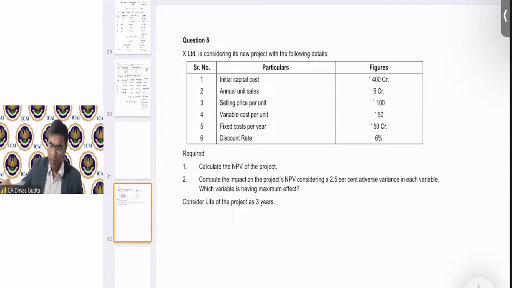X Limited is considering a new project. What are the details? Initial capital cost is 400 crores. Annual unit sales is 5 crores. So they have given us the volumes. Please, students, do check. These are the unit sales, not the sales value. This is the volume.